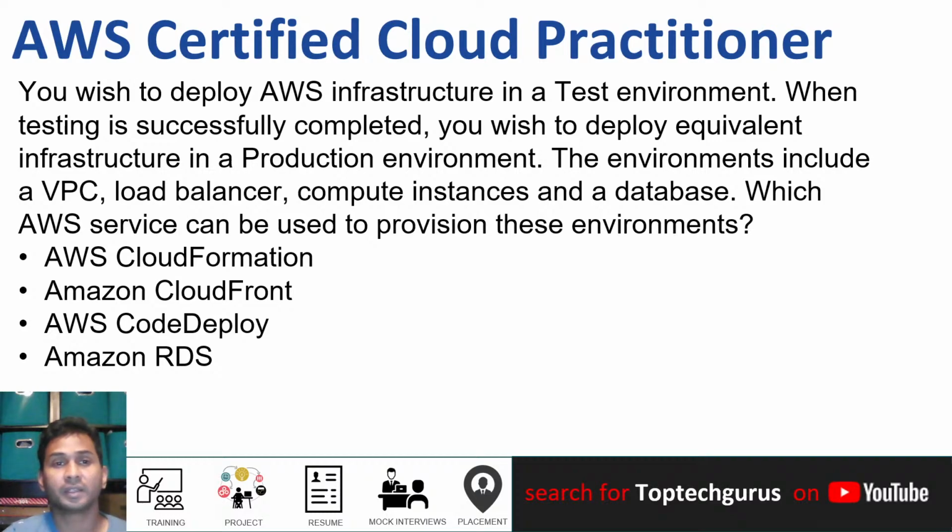CodeDeploy is used not for infrastructure, but actually for code. When you have code and you want to deploy it, you can use AWS CodeBuild to build the code and then deploy the code onto a test region or a production region. But the main difference is this has to do with your Python code or JavaScript code, not the infrastructure itself, not the VPC, not the database, not the compute instance. So it can't be number 3.